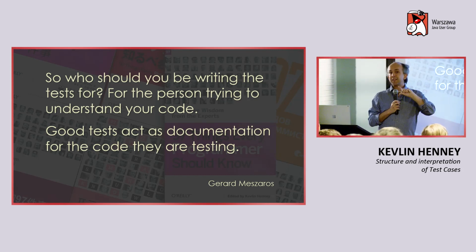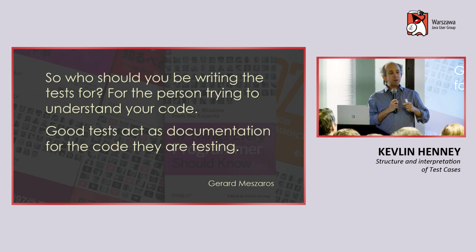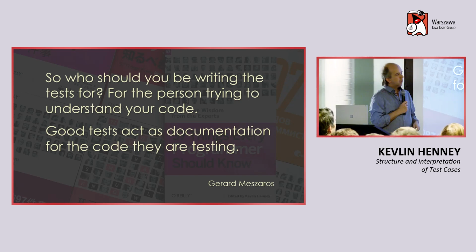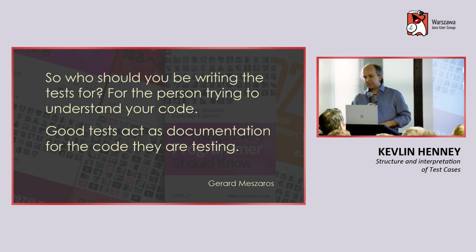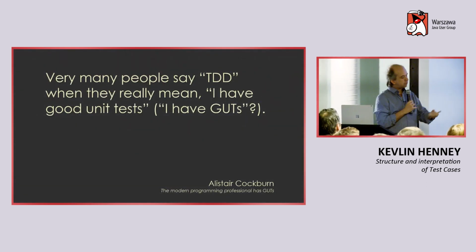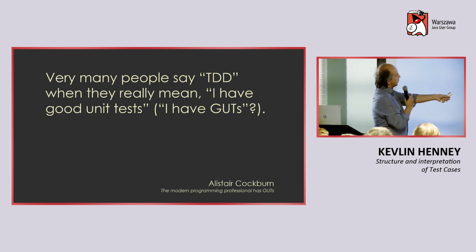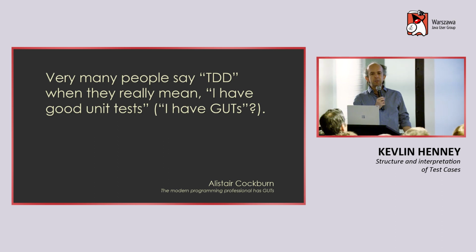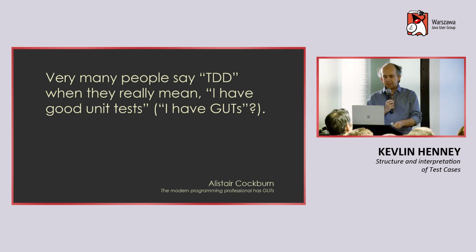And philosophically, that changes what you're doing. It's no longer I'm writing a method to poke another method, to prod it and see if it comes back green or see if it comes back red. It's a fundamentally different philosophy. Now, I'm not going to focus on TDD today, but I'm going to focus on a property that I think is kind of interesting. It's one that Alistair Cockburn pointed out a few years ago. He said, many people say TDD when they really mean I have good unit tests. And that's kind of interesting, because he's actually saying something different there.